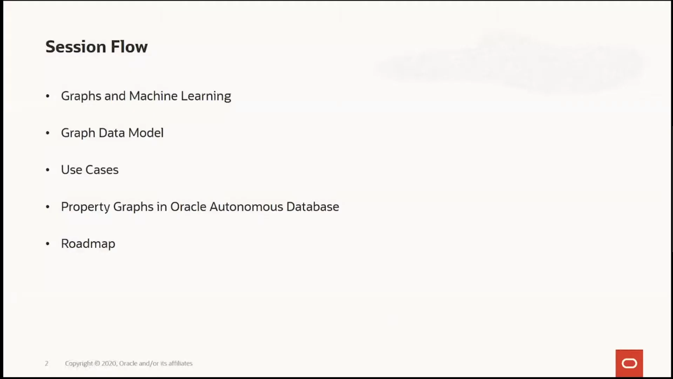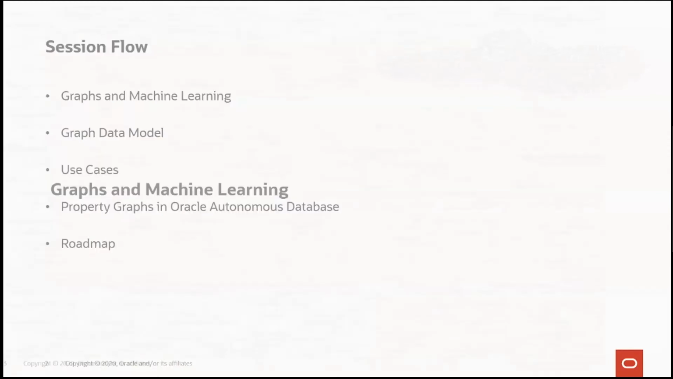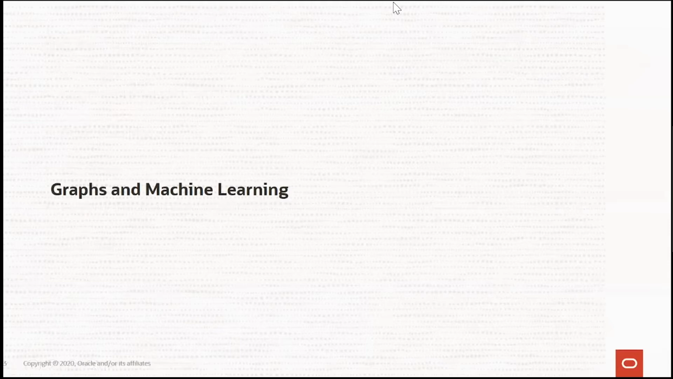So here's the session flow. I'll start by discussing why it is interesting to look at adding graphs to machine learning applications. Then I'll give an overview of the graph data model. I'll follow that with some use cases which highlight exactly where there is a real value add when you add graphs to machine learning applications. And then I'll show you how you can use these technologies in Oracle Autonomous Database, and I'll finish up with some roadmap items that we have planned. So let me start with graphs and machine learning.